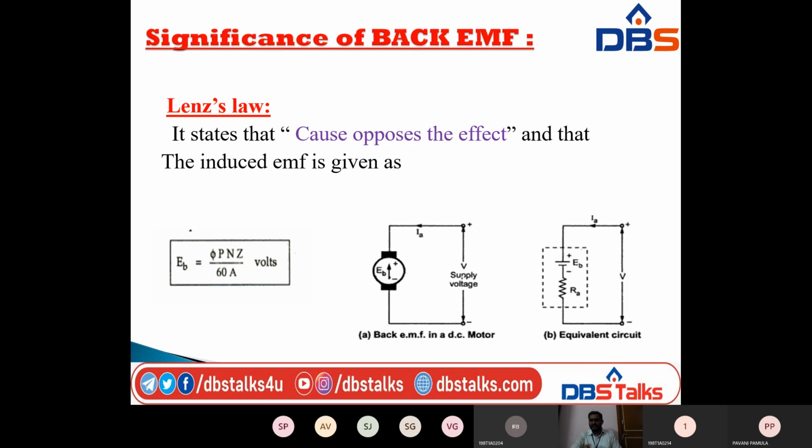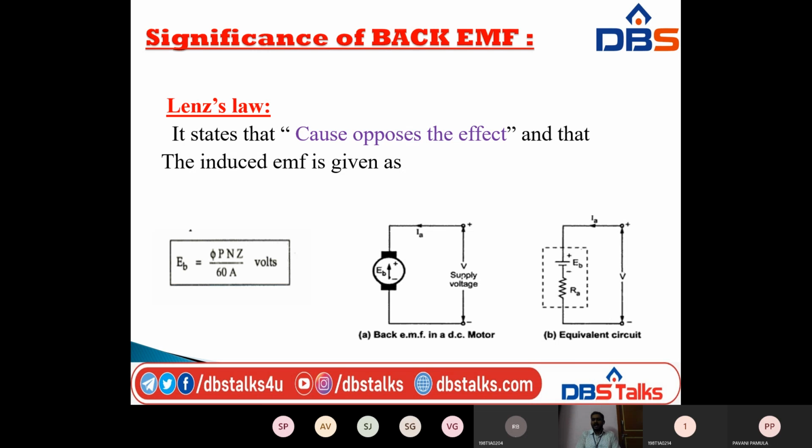Here there are two diagrams. One is back EMF in a DC motor. If you observe the first diagram, it consists of a circular shape and two black shaded parts, which are the brushes. In the circle, we have EB with an arrow pointing upward, that is the back EMF, and we have the armature current IA and the supply voltage V. So that is the back EMF EB in a DC motor. Next we have another diagram, that is the equivalent circuit of the DC motor.